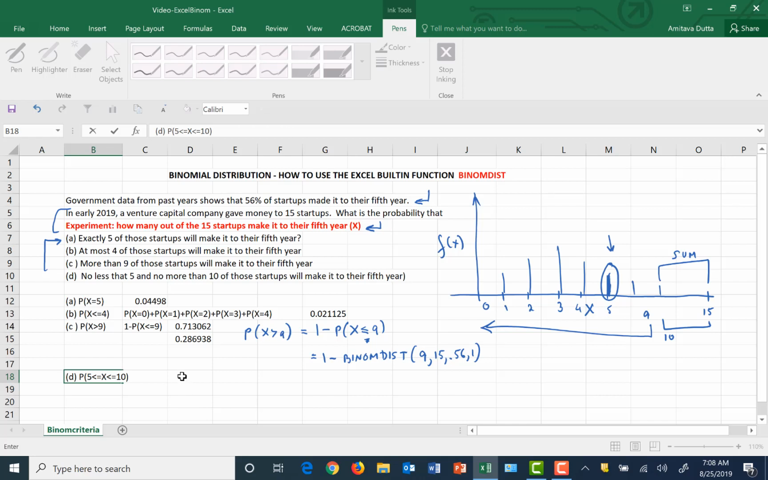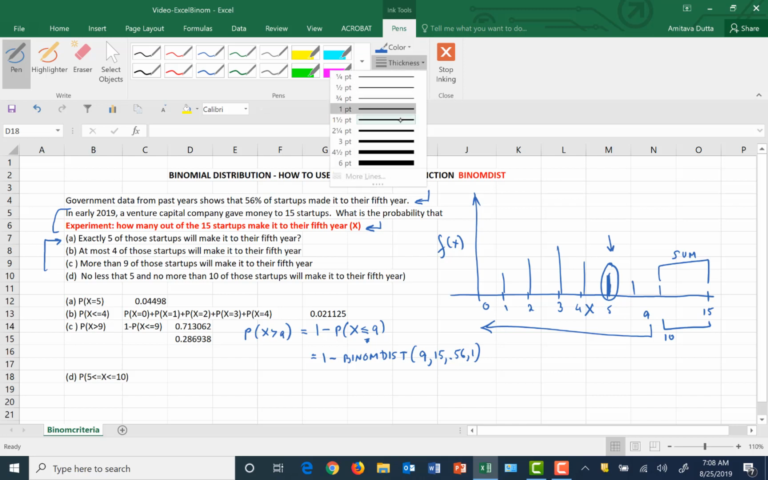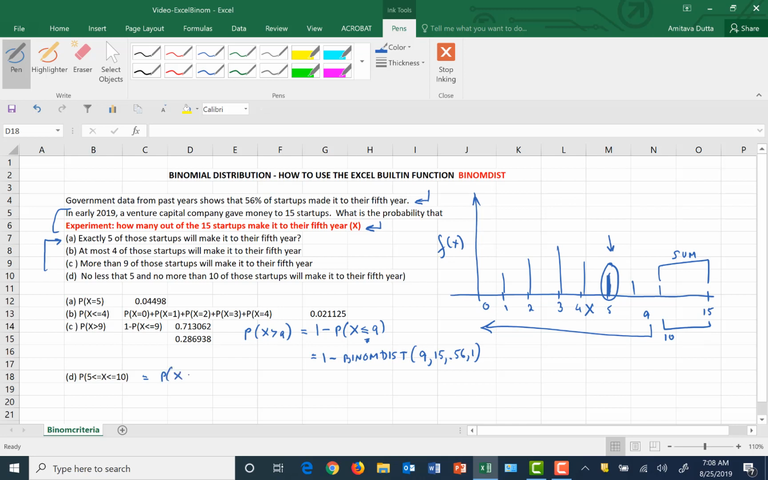So again, if I were to rewrite this a little bit, I hope you'll agree that this is equal to the probability of x less than or equal to 10 minus the probability of x less than or equal to 4. Notice that it changed to 4. So just reflect on that a little bit. So this is equal to the probability of x less than or equal to 10 minus the probability of x less than or equal to 4.